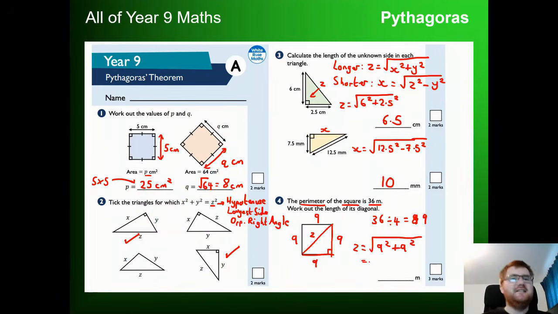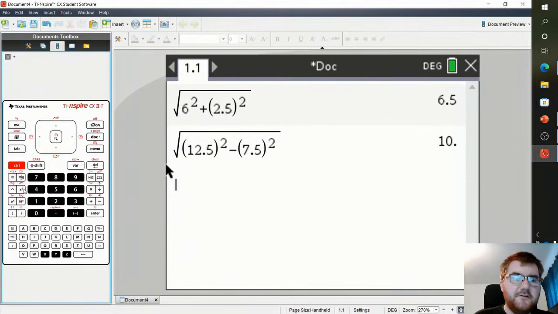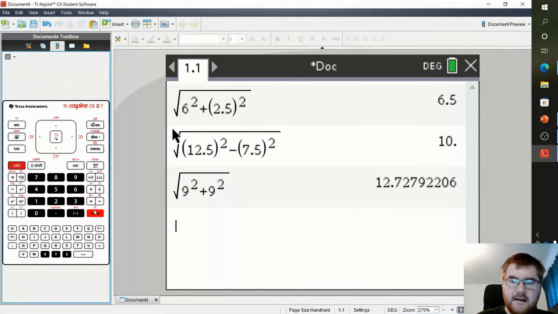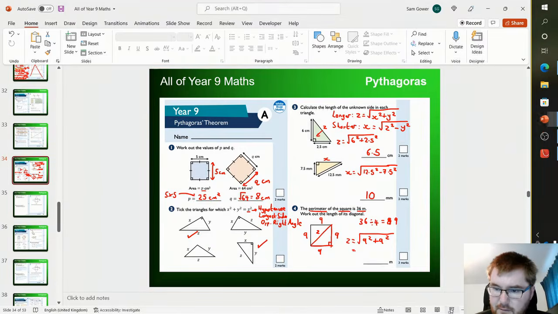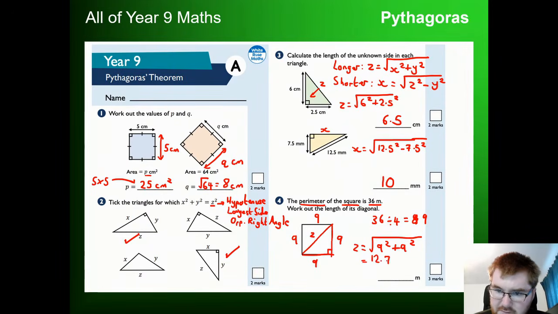This is not going to be so nice in terms of the number, so let's go to the calculator. Hopefully it'll give us the answer. So same process as before, so we go to square root and we want 9 squared plus 9 squared, and this time it gives us a horrible decimal, 12.727, so let's pop that in, and this time we are going to round to one decimal place, so it'll be 12.7 to one decimal place. Just make sure you're rounding to something sensible. That's the key thing to do here.